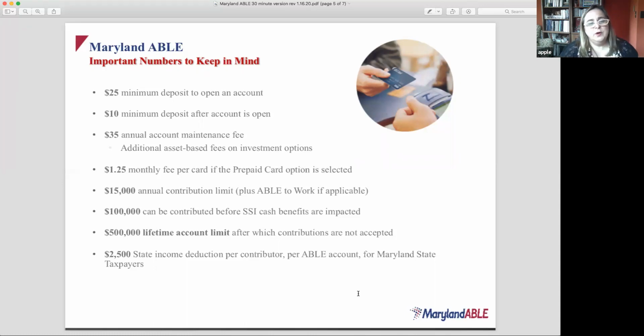Just reminding everyone that there is a $15,000 annual contribution limit for the ABLE account. The only way around that is if someone is employed and they qualify for ABLE to Work.